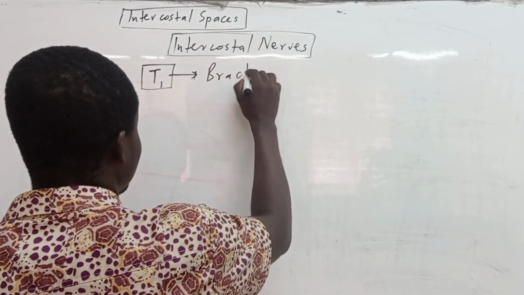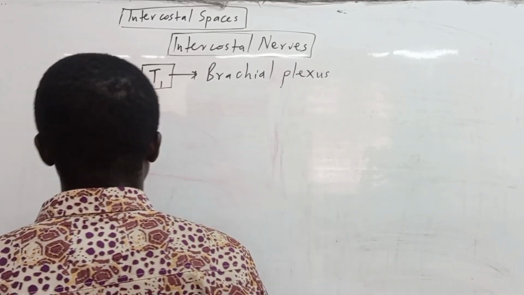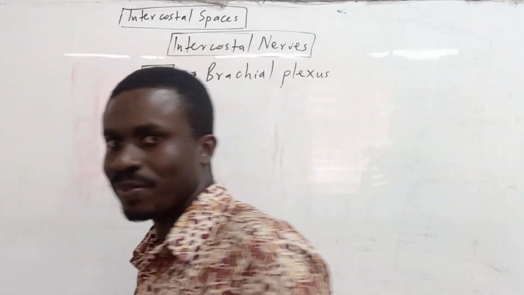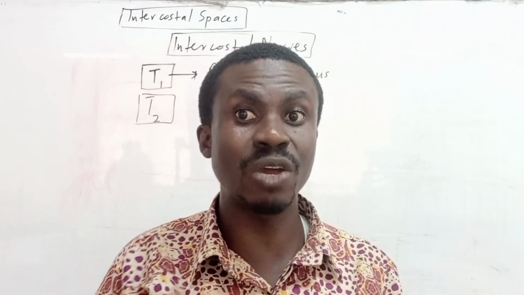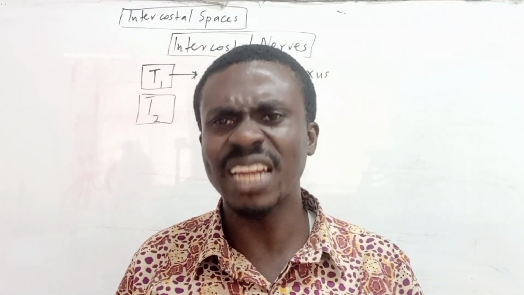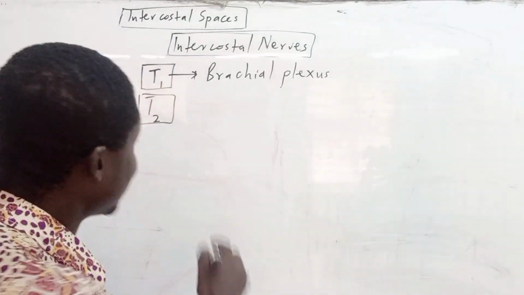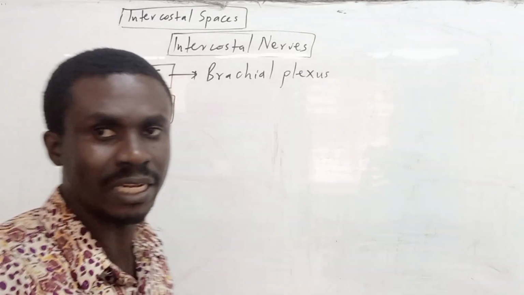And I'm sure that you know that the brachial plexus is from the ventral rami of C5 all the way to, of course, T1. That's a normal thing, although there are variations. Now the next one is T2. The second intercostal nerve itself is also atypical.